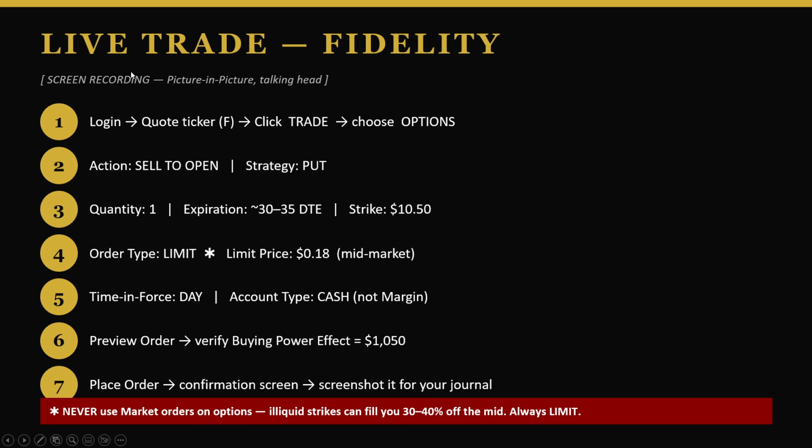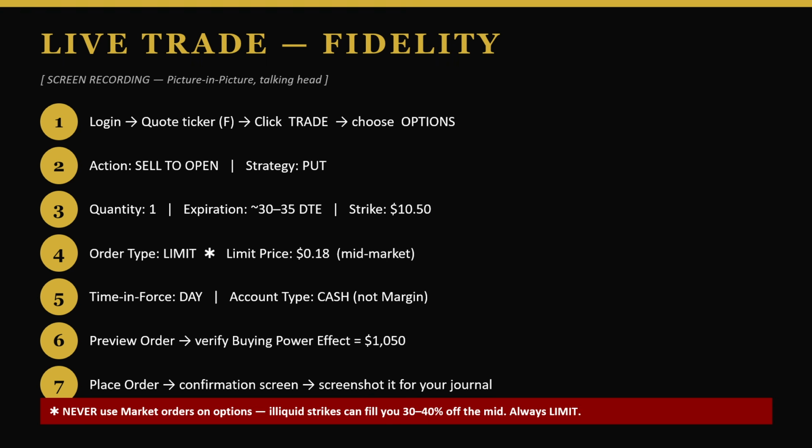All right, so we're going to do a live trade. We're going to do one on Fidelity. You're basically going to log in. You're going to choose your option. We're going to choose sell to open, and our strategy is going to be a put. Okay, I'm going to walk you through all this, but I want to tell you what we're doing first.